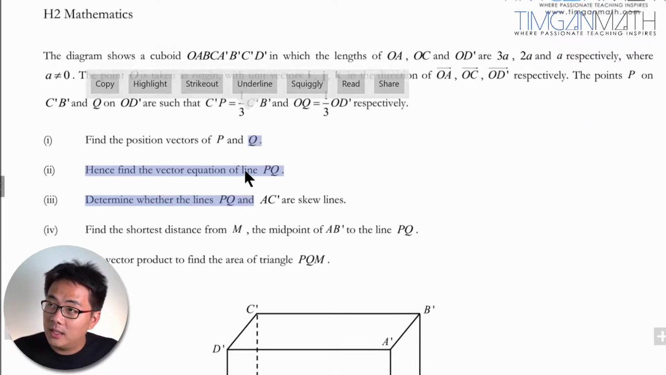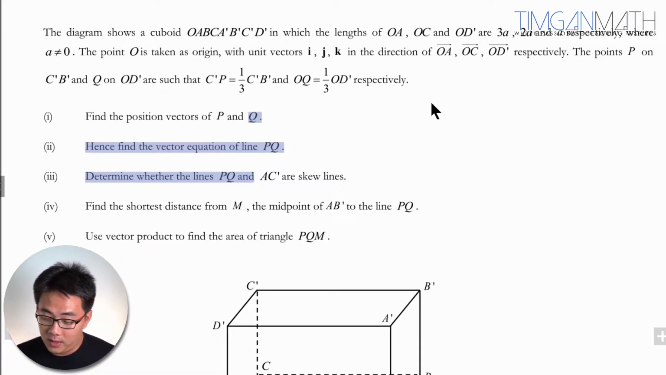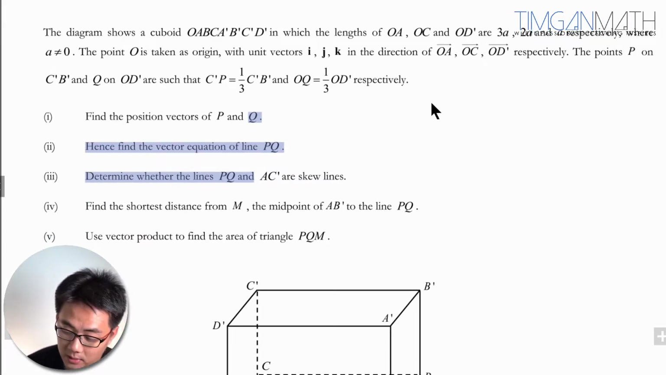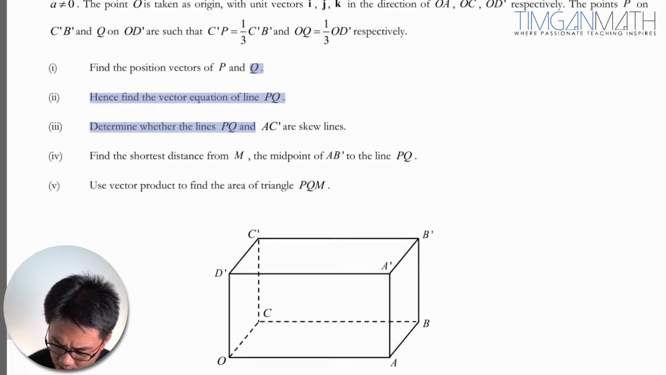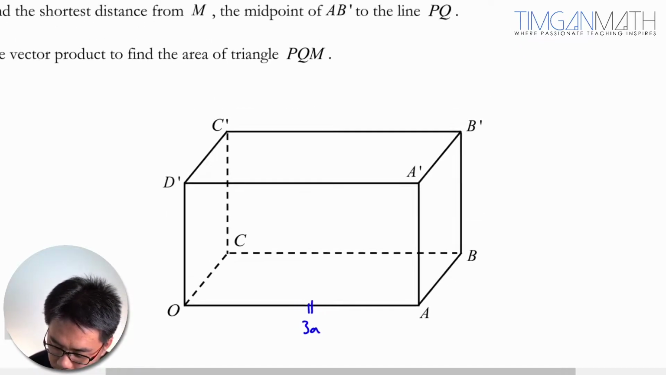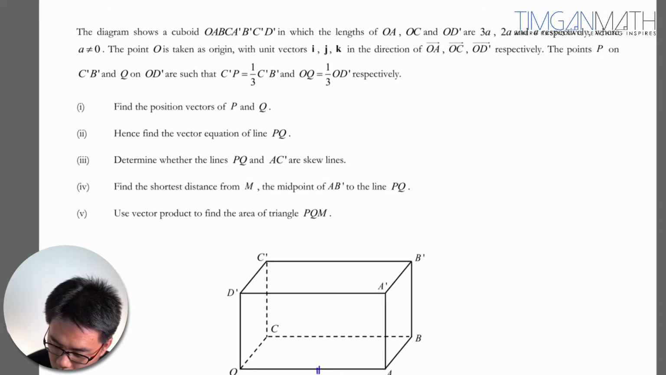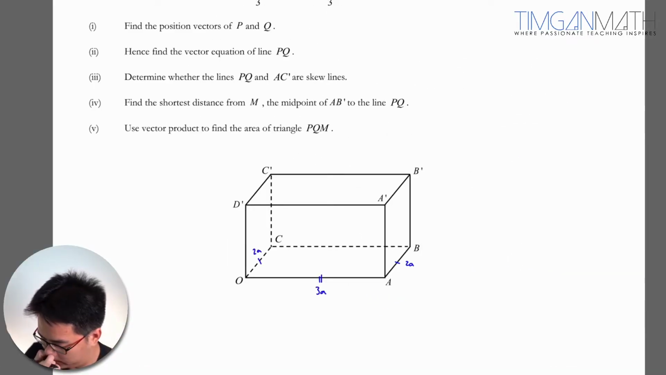So you're given the diagram of a cuboid, and they labeled OA, OC, OD as 3a, 2a, and a. So I'm just going to label them. OA is 3a, so this is 3a. Okay, and then I have OC as 2a. So this is 2a. Maybe I should just write 2a. So this is 2a as well. And then what else?